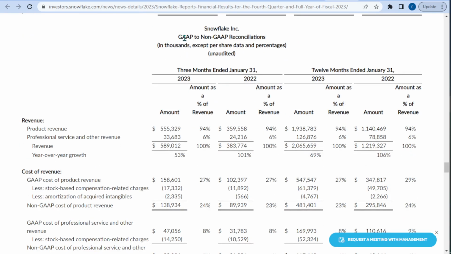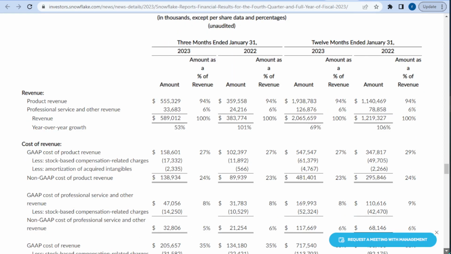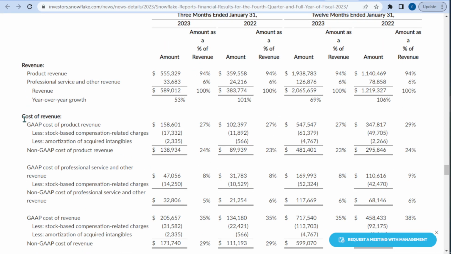Oh, okay, so here they do the GAAP to non-GAAP reconciliation. This is the company's way of basically making everything look better than it actually is. Stock-based compensation is pretty interesting because you have to remember that there are employees in all aspects of the business. And this stock-based compensation isn't just one line item. It shows up in many, many different places. So let's just go through this reconciliation real quick. Right here, when we're looking at cost of revenue, they subtract the stock-based compensation related charges. And they also subtract this amortization of acquired intangibles.